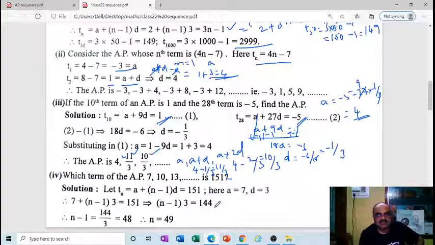151 minus 7 is 144. Divided by 3, you will get n minus 1. So 144 by 3 is 48. Bring the 1 this side, it becomes 49. So the 49th term in this series is 151.